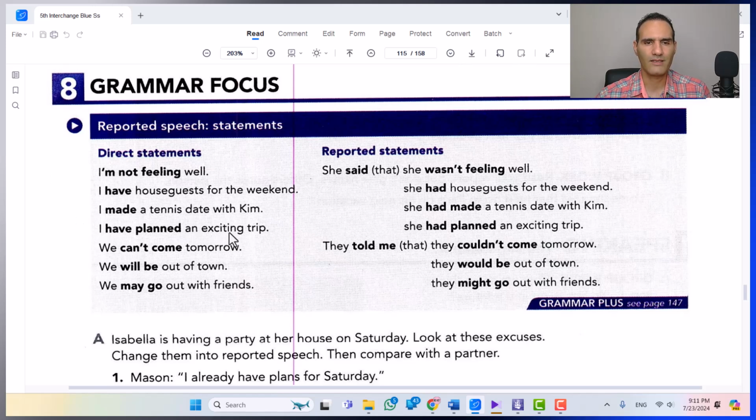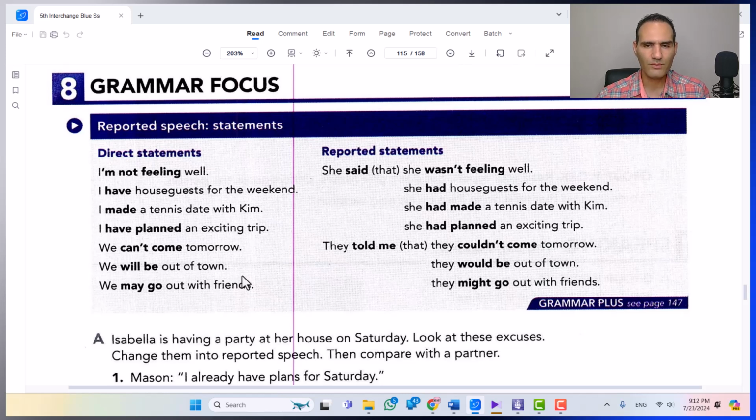I have planned an exciting trip. She, and again, had pp. The teacher said that she had planned an exciting trip. We can come tomorrow. The teacher said, or they told me, no difference. They couldn't come tomorrow. And if it has passed several weeks or days after we are reporting, so we don't say tomorrow, we say the day after. Okay? We can't come. They told me they couldn't come.